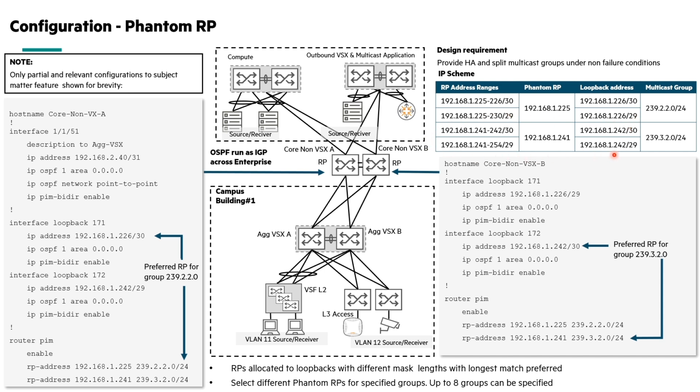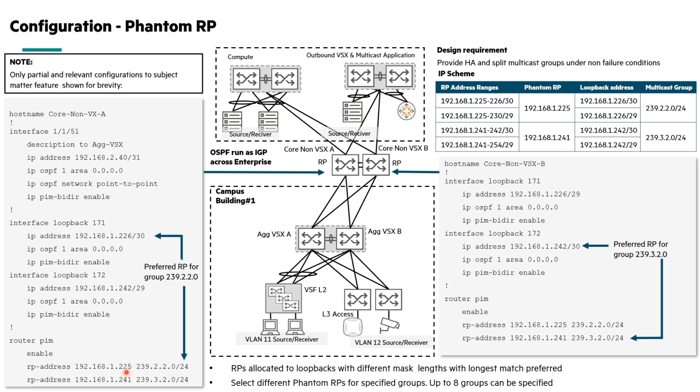Similarly, we've done the same for the other multicast group. If we look at the configurations, on the left, our RP has a loopback of .226 as we've selected here, and then our backup RP is .242 with a /29 on that host, as shown here in the table.